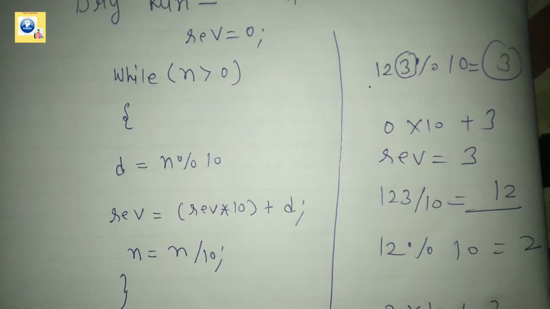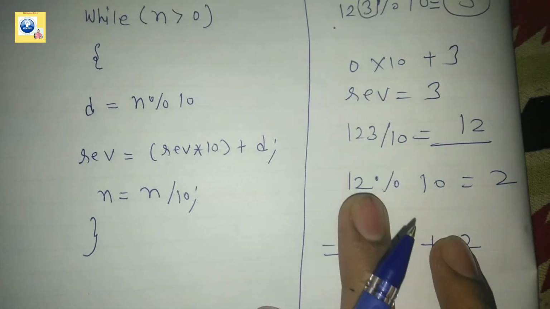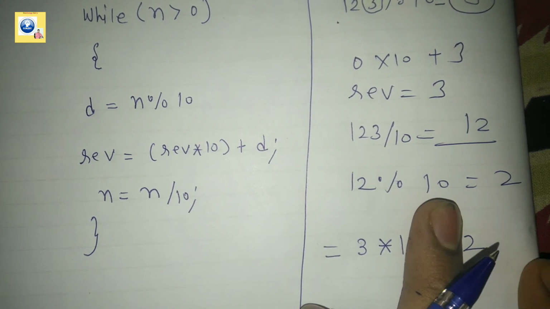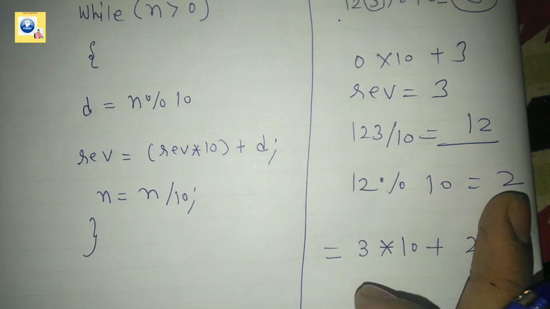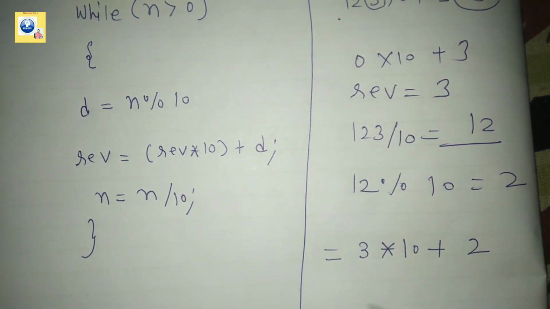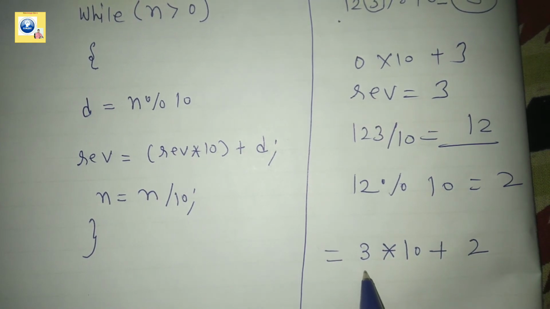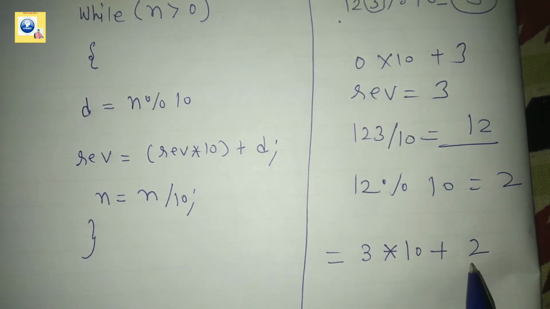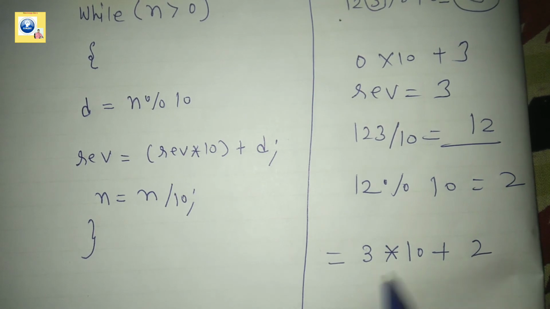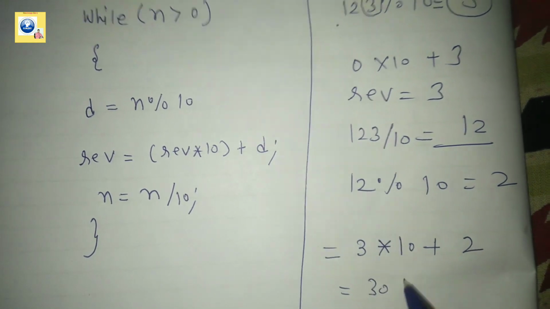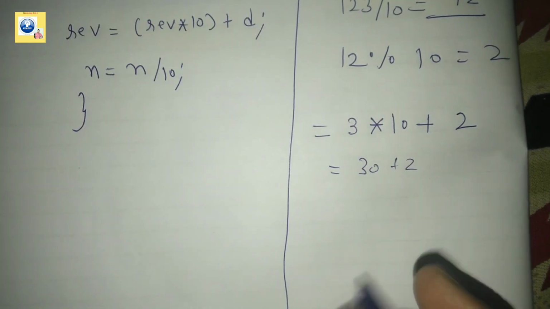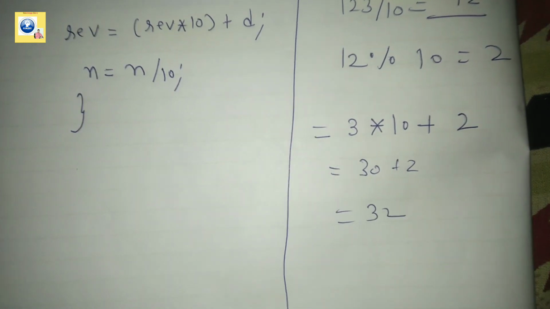Come down. Now when we modulo 12 by 10, when we divide 12 by 10, what do we get as remainder? 2. So the previous value of reverse was 3. 3 into 10 plus 2. This is the formula that we have used. Then it will become what? 30 plus 2. It will be 32.